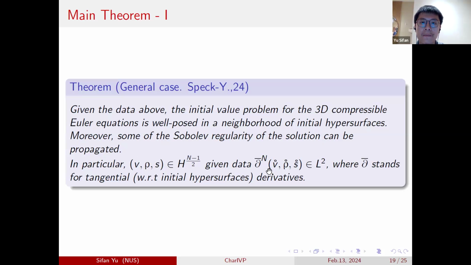I refuse to use Sobolev regularity here because Sobolev regularity is not well defined. Well, you can define it in your own way, but here I only want to use this notation. So if my data is in partial bar n, that means I can take n tangential derivatives on my initial data.